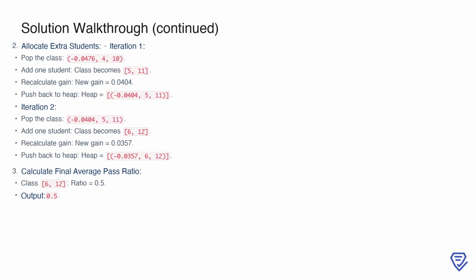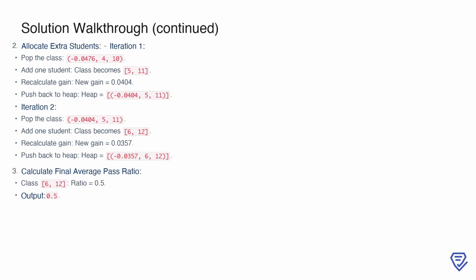In the first iteration, we pop the class 4, 10, add 1 student, and recalculate the gain, which becomes 0.0404. The updated class 5, 11 is pushed back into the heap. In the second iteration, the class 5, 11 is popped again, another student is added, and the gain is updated to 0.0357. The class becomes 6, 12 and is pushed back into the heap.